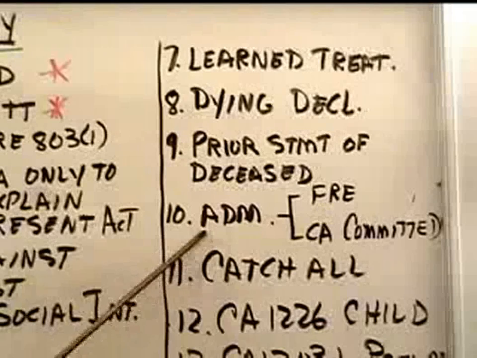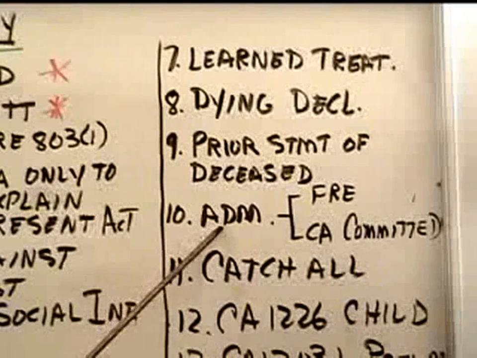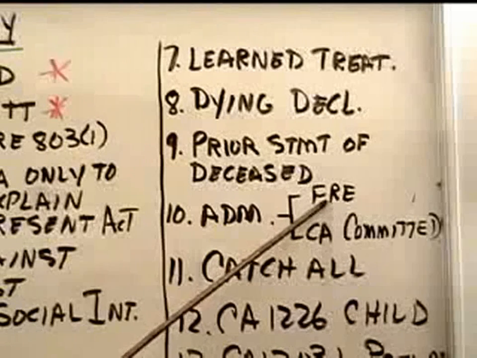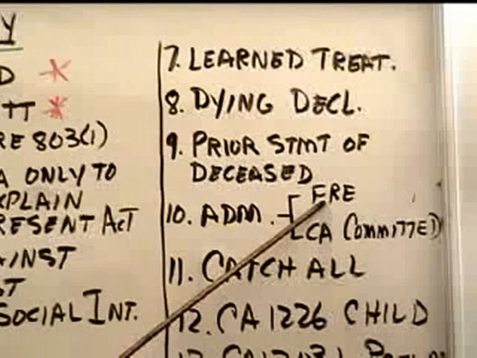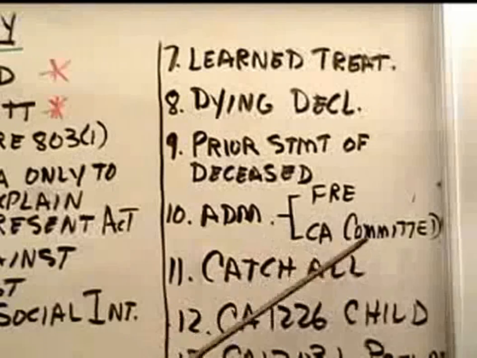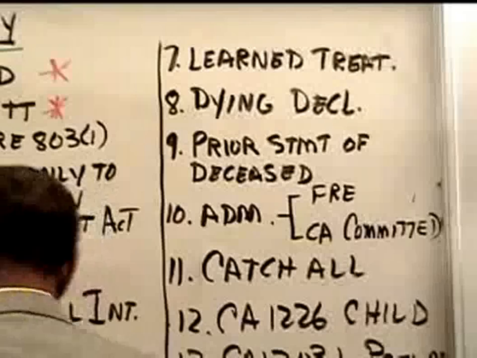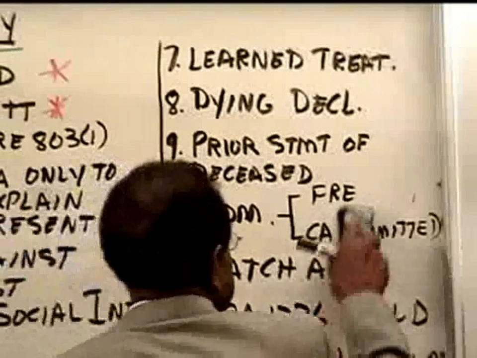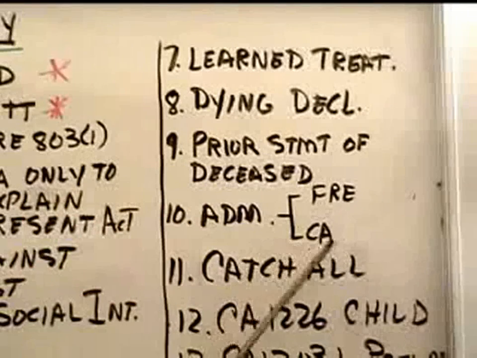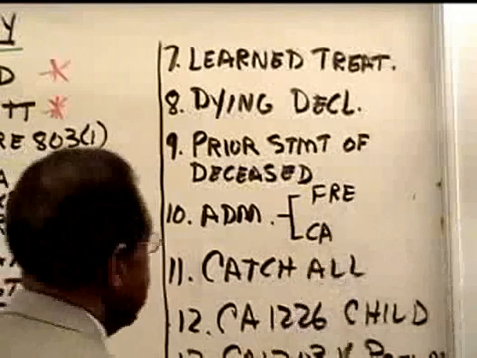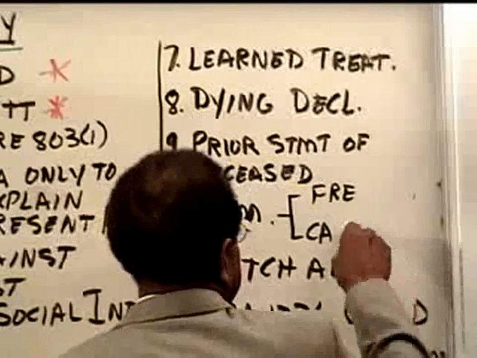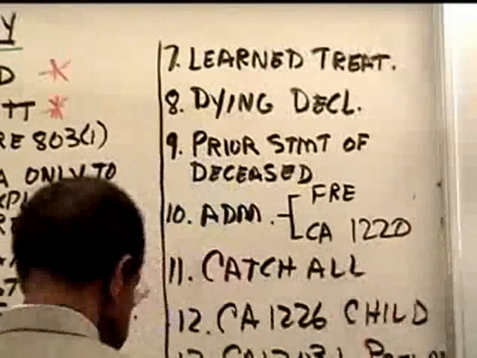Item 10 comes admissions, and you and I know that the FRE defines admissions at 801 in such a way that admissions are not even hearsay. Under California, California follows the common law. I don't know, this writing here is a little confusing. Under California, admissions are treated as hearsay, but there is an exception to the hearsay rule. That exception happens to be section 1220. It's not on the board here. I'll put it up now. I believe that's section 1220. So it's a hearsay exception in California.